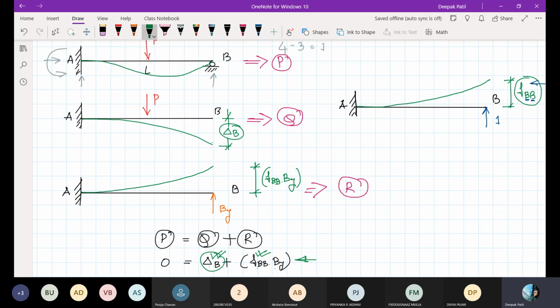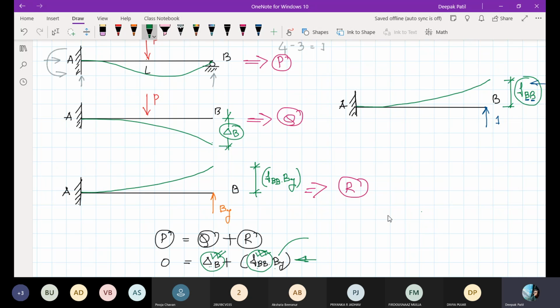Yes, sir. Now, what is this FBB? FBB is the deflection in a cantilever beam at the free end due to the application of unit load 1 at the free end. This is also once again a determinate structure. Once again, you can find this FBB value using any of the methods which you have studied in ADS. So it means you can find FBB also. So once you know delta B and FBB, using this equation, you can easily find BY.